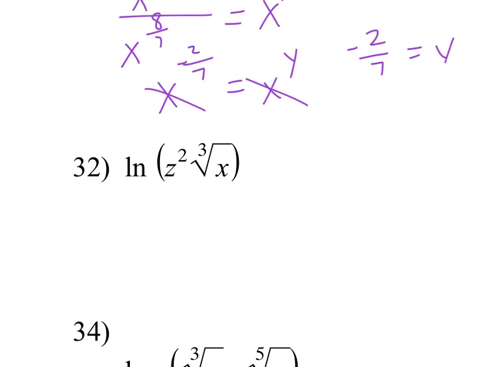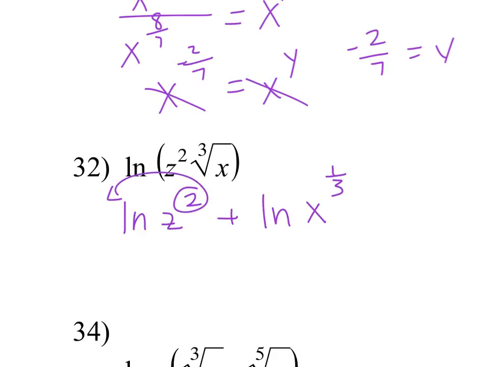Just a bunch of the same things. ln of z squared plus the ln of x to the 1/3. The 2 goes out in front. 2 ln of z plus 1/3 ln of x.